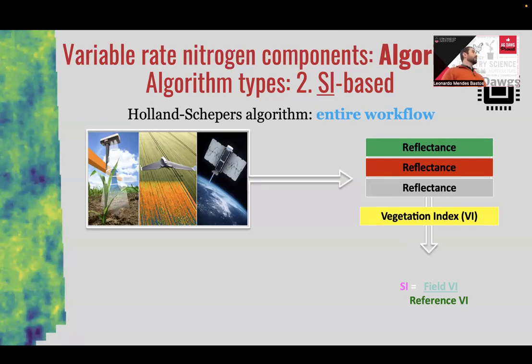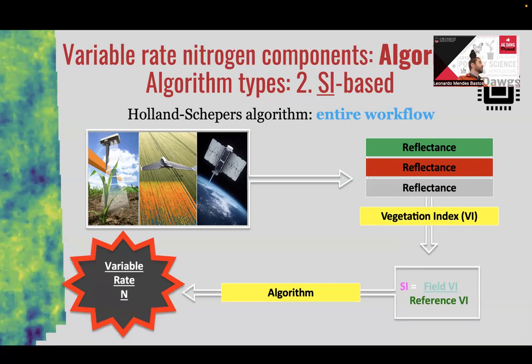Then you go to the field, and you're going to have a vegetation index value for your reference, but also for the part of the field where you want to apply variable rate. So we combine those two into a different number called the sufficiency index. Then we plug that sufficiency index into the algorithm that we just went through, and that gives us a variable rate to be applied. So this is how you go from sensor data to variable rate.